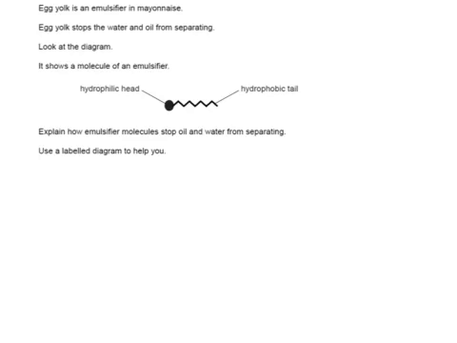This GCSE question says, egg yolk is an emulsifier in mayonnaise. Egg yolk stops the water and oil from separating. Look at the diagram. It shows a molecule of an emulsifier. Explain how emulsifier molecules stop oil and water from separating. Use a labelled diagram to help you.